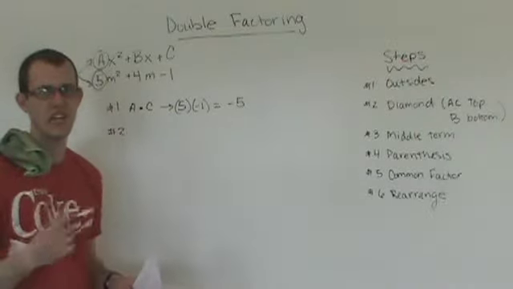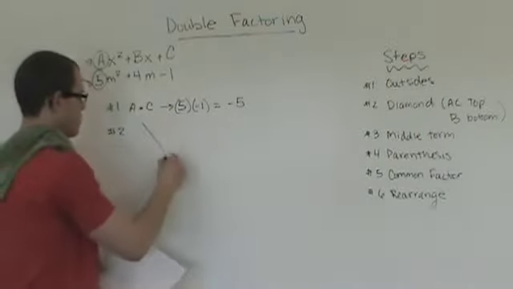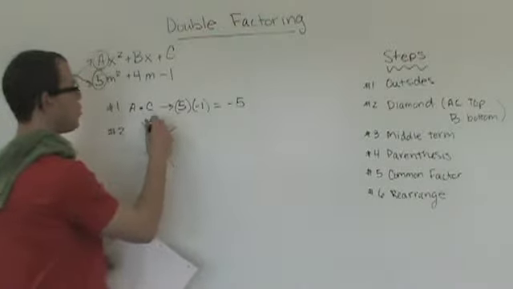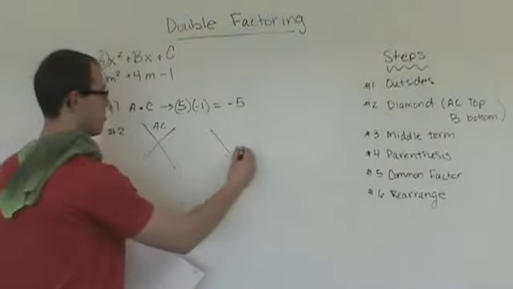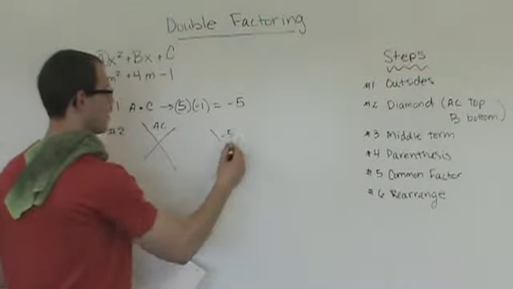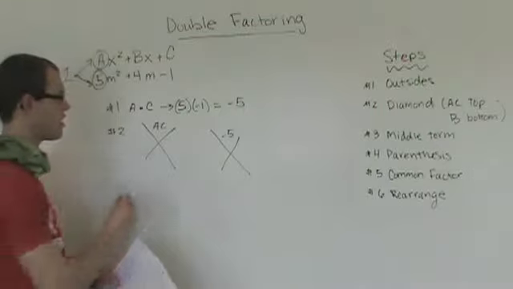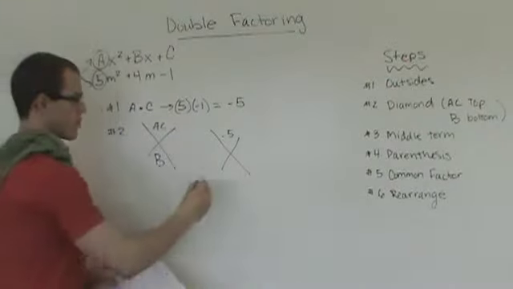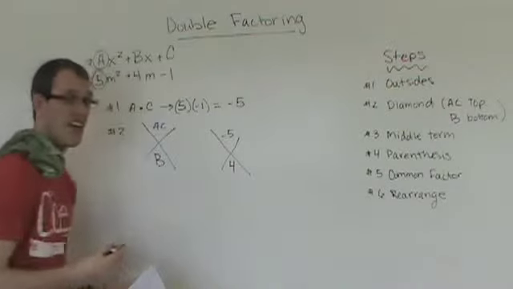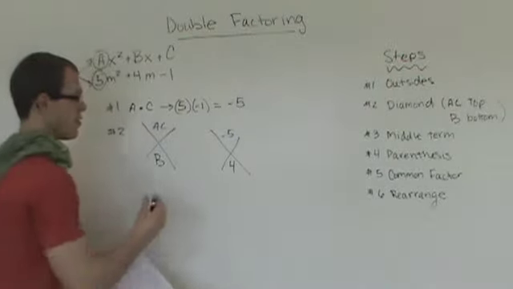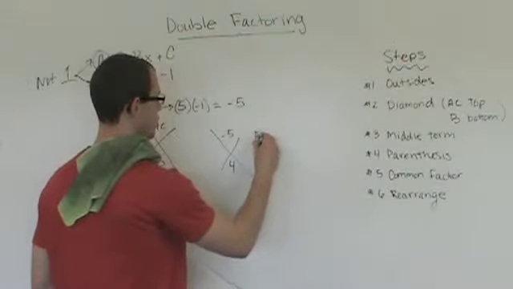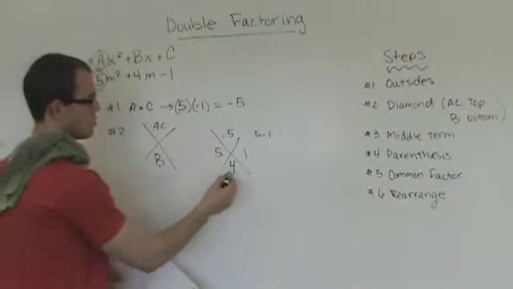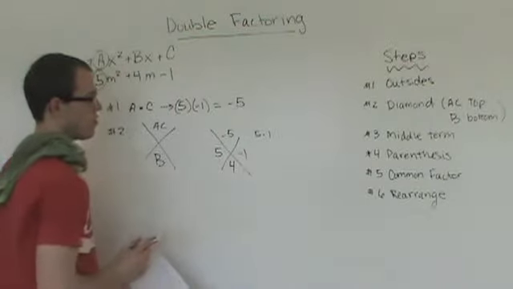Step number 2, you have to make your diamond. How do you make your diamond? Put AC, what you just found, on top. So negative 5. And what you want to write on the bottom is the B term. Our B term is 4. So I'm going to write down a 4 right here. Now complete your diamond. So let's find our factors. We have 5 and 1. That's all we have, so we have to write that down. The big one always follows the bottom. That means the negative has to be with the 1.